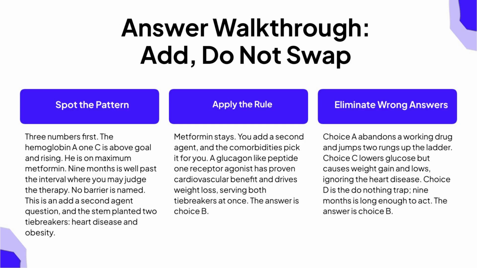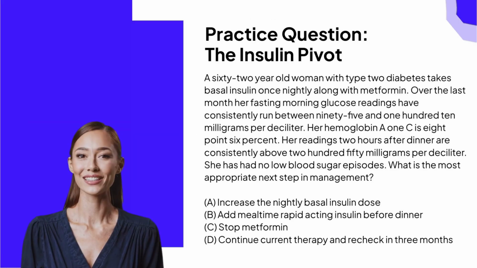The answer is B, the distractors. A abandons a working drug and jumps 2 rungs for no reason. C, the sulfonylurea lowers glucose, which is why it's tempting, but it causes weight gain and lows and ignores the heart disease. When a cheap agent lowers glucose but ignores the planted comorbidity, it's the distractor. D is the do-nothing trap. 6 more weeks when he's been above goal and rising for 9 months. The answer is B. Here's the insulin pivot.